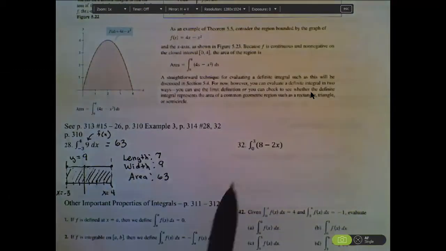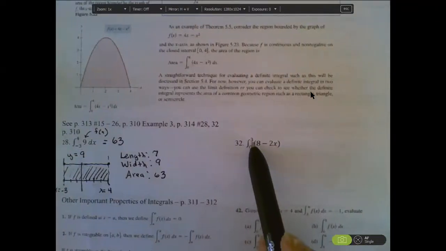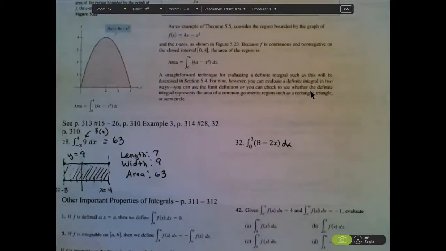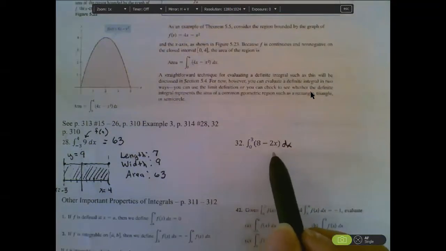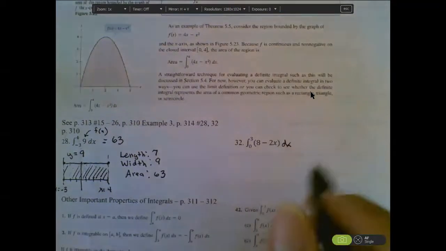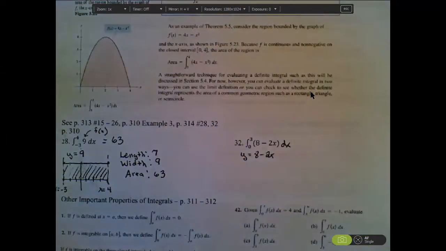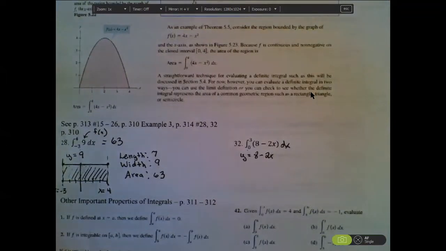All right, let's do one more of these. The integral from 0 to 3 of 8 minus 2x. Ooh, I accidentally left off my dx. The only way I can evaluate that definite integral is if, when I graph y equals 8 minus 2x from x equals 0 to x equals 3, it gives me some shape that I know the formula for the area.